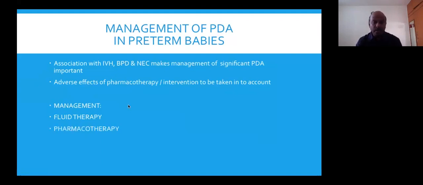Pharmacotherapy, you must be all well aware, indomethacin has been commonly used. Now, indomethacin also has the most complications associated with its use. There are contraindications like if you have GI bleed, if you have renal dysfunction, if you have a cerebral bleed, then you cannot use indomethacin.